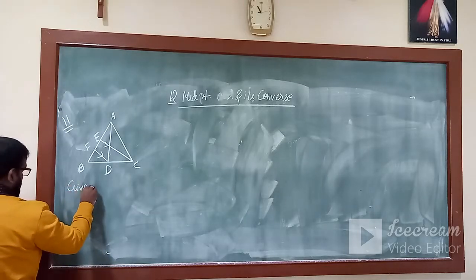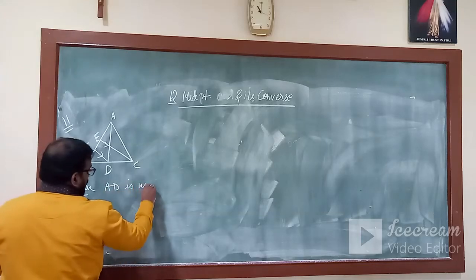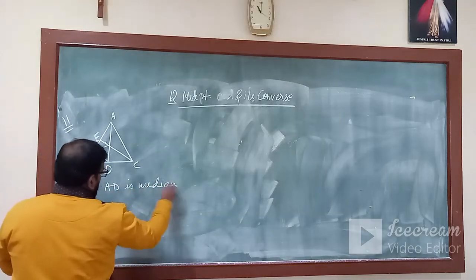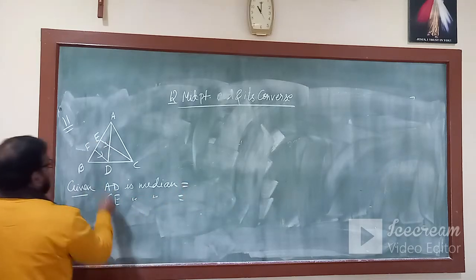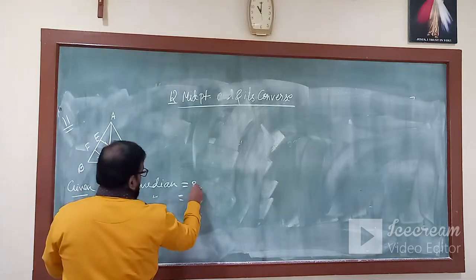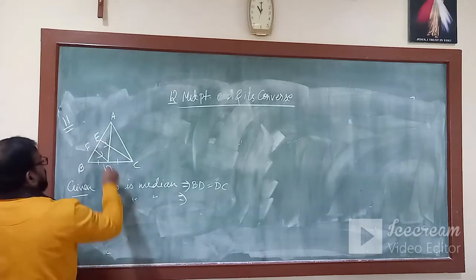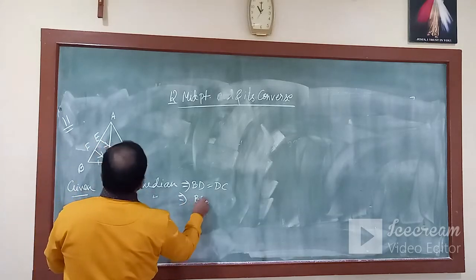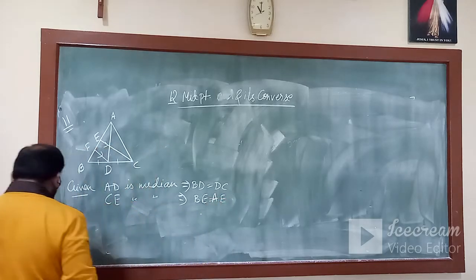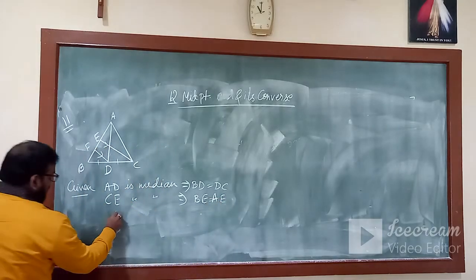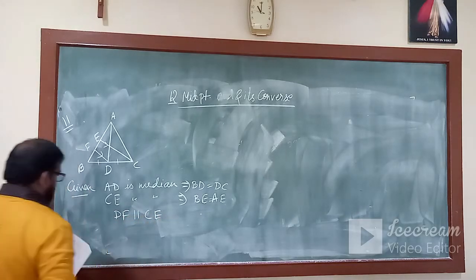So what is given to us in this? AD is median as well as CE is also median. So that means BD equal to DC and BE equal to AE. Okay, so these two things are given. Then BF is parallel to CE is also given.